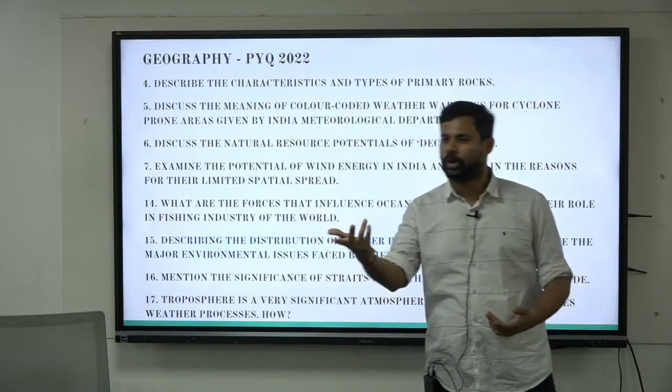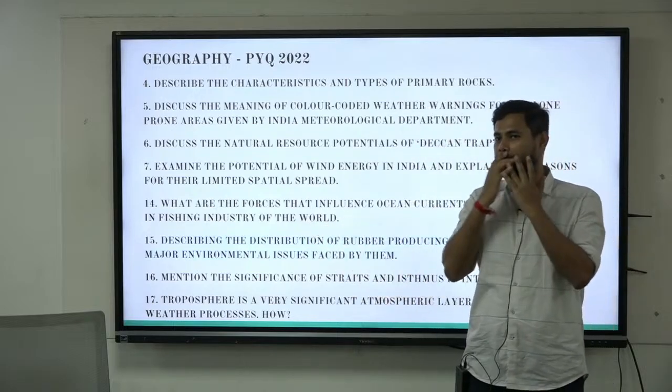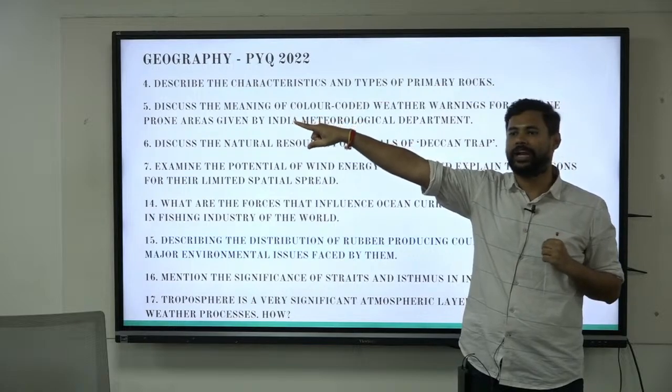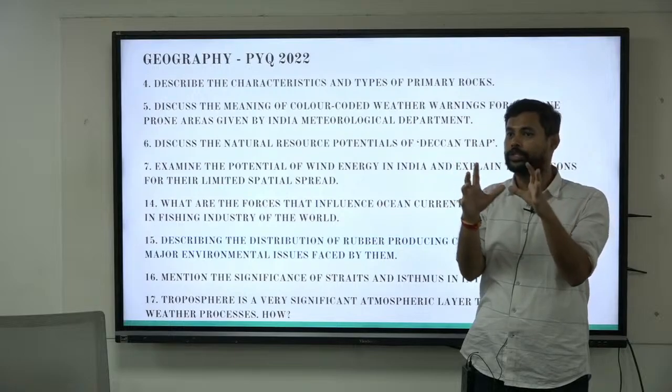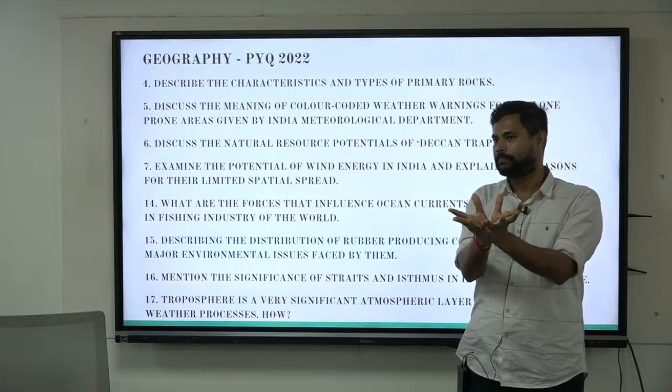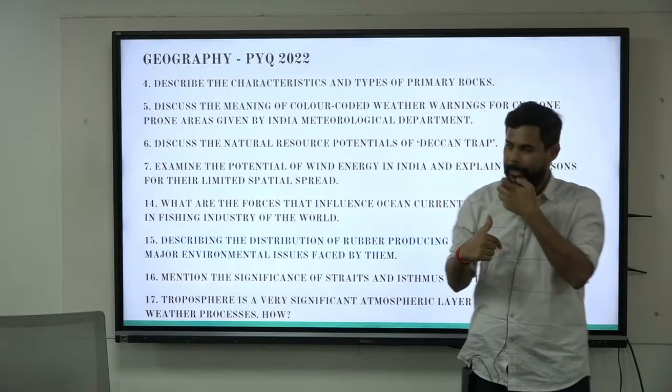In bracket you can put rocks if you want to, but broadly I see in the previous chapter geomorphology they are asked about landforms. Here they are asking about rocks. So I want you to understand, okay, geomorphology, this is how the questions come. That is my objective. Okay, next.